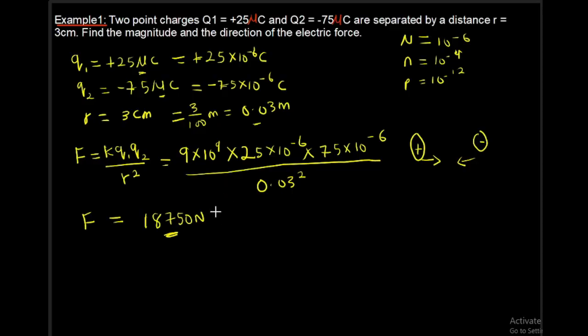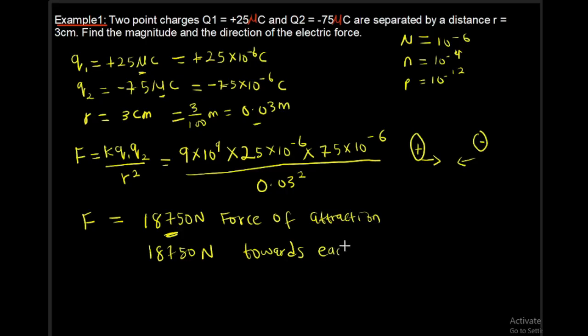All right, the direction of the force is that we have a force of attraction. Or we can say 18750 Newton towards each other. Okay, so this is the magnitude and direction of the force. All right, so that is it for this question.